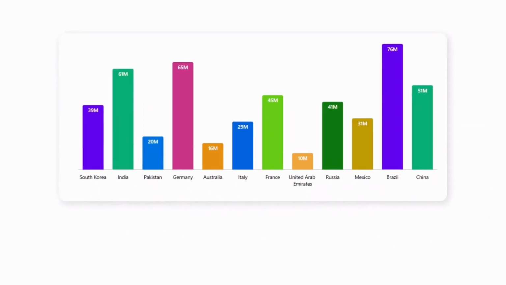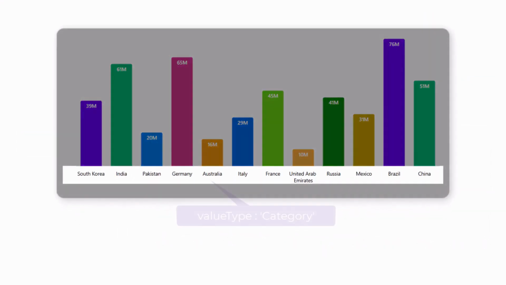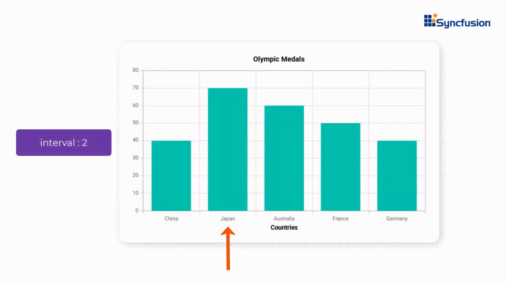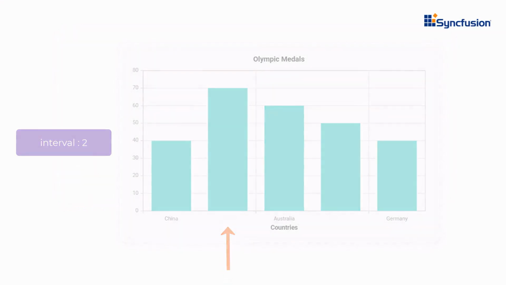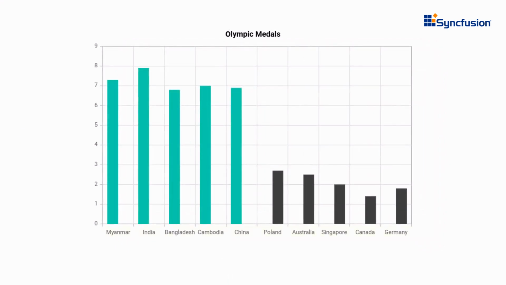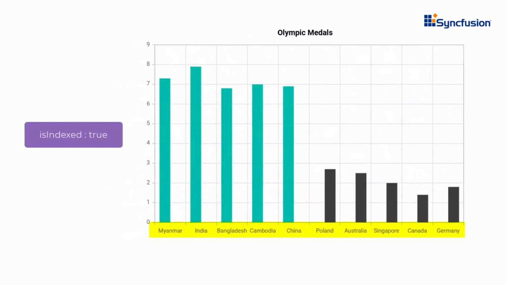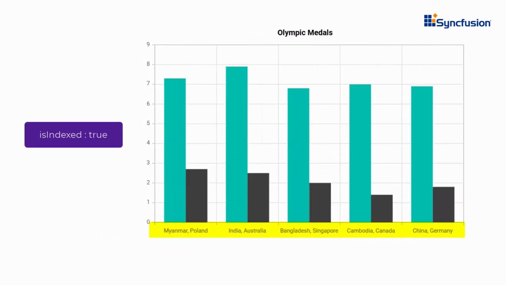When your data uses text-based categories, set the valueType to Category. You can even adjust spacing between items using interval for an evenly distributed look. And if you prefer to plot items based on their position in your dataset rather than their label, set isIndexed to true. This creates an indexed category axis, which works great for sequential data.